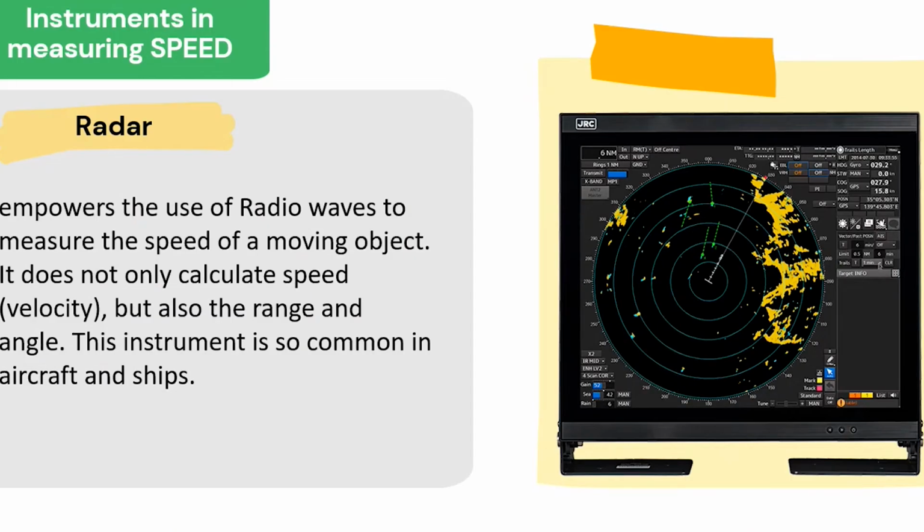Third one is radar. It empowers the use of radio waves to measure the speed of a moving object. It does not only calculate speed, but also the range and angle. This instrument is so common in aircraft and ships.